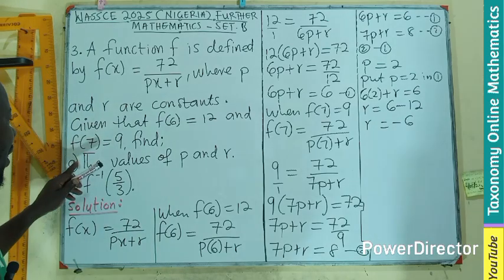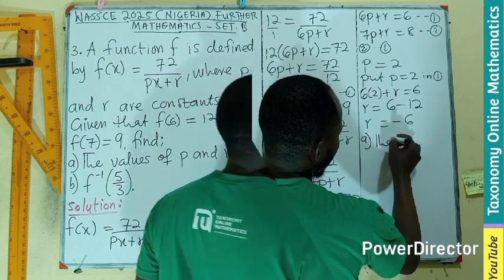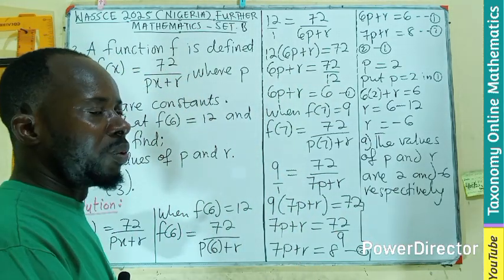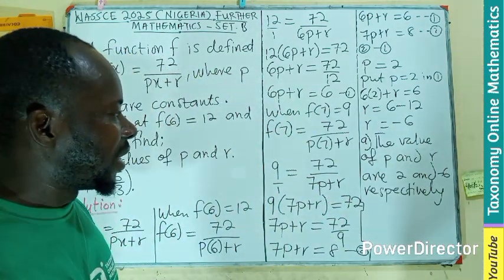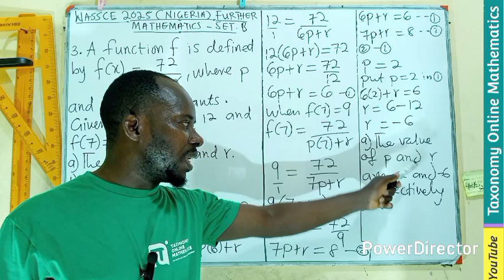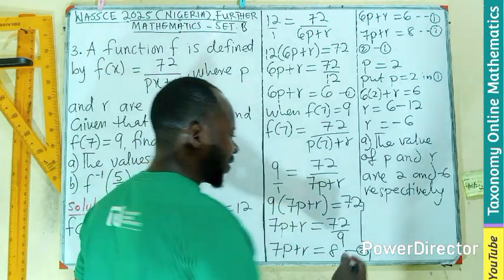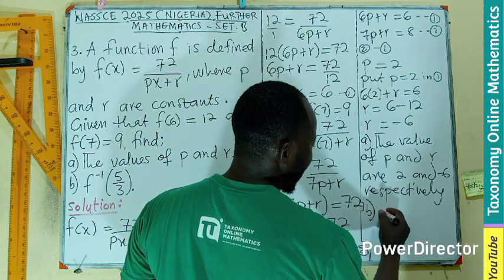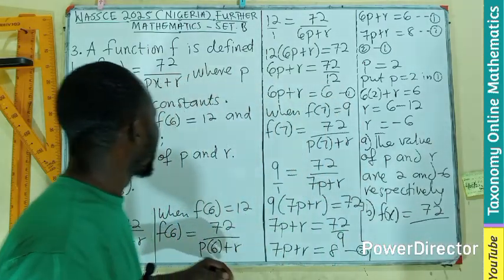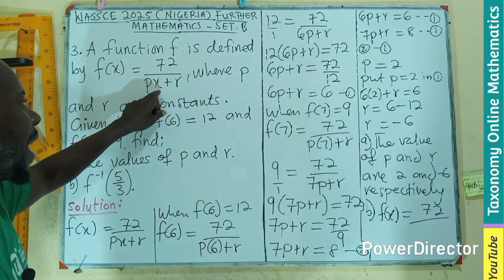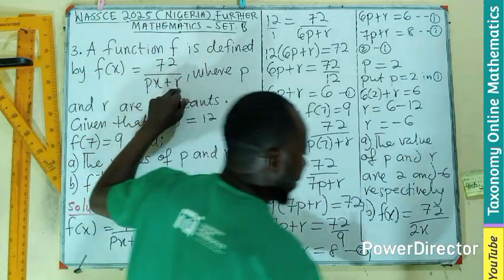We are asked to find the values of p and r. The value of p and r is going to be 2 for p and minus 6 for r, respectively. So knowing this, if I'm going for part b, the function f of x will now become 72 divided by px, and p is now 2. So it should be 2x plus r. And the r is now what?